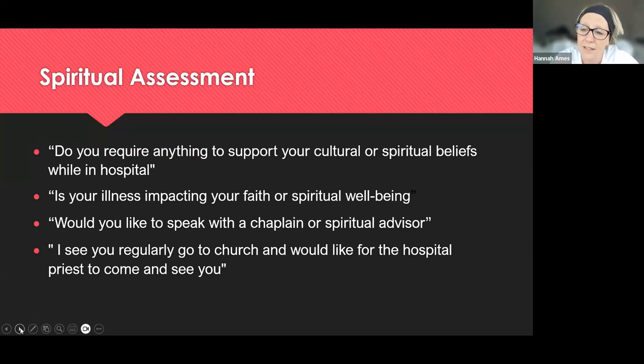You could ask if their current illness is impacting on their faith or spiritual well-being. You could offer if they'd like to speak to a chaplain or spiritual advisor. Or you might see in the notes that they regularly go to church, so you could lead in with that. So, I can see you regularly go to church, and would you like for the hospital priest to come and see you? So make sure you're covering the spiritual assessment with one of those questions.